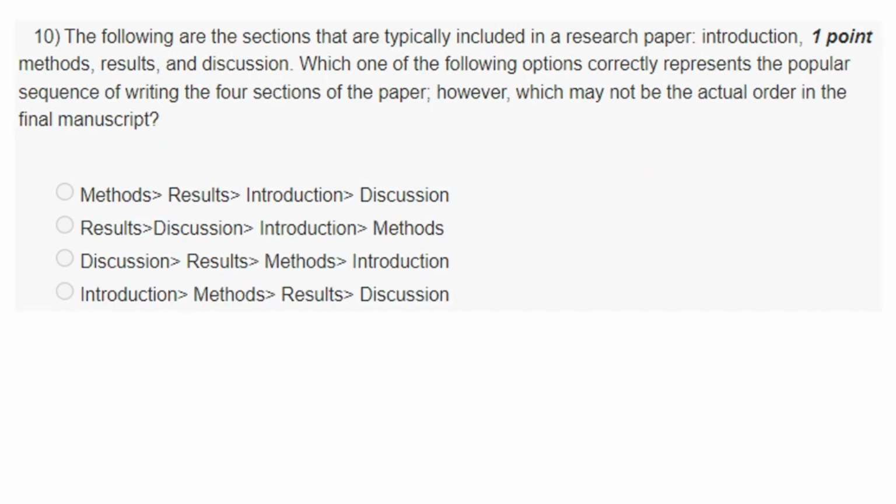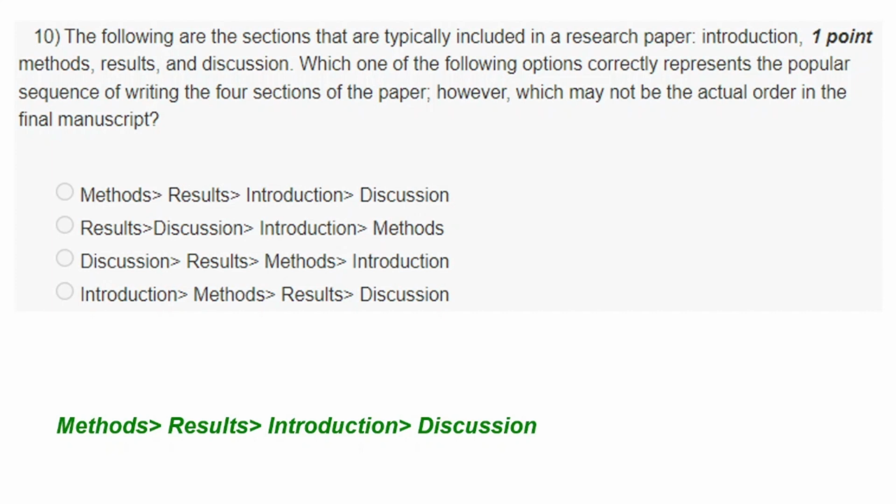Next question. The following are the research. This already discussed. Which of the following is the correct sequence? So that's the last. This is also another way to write a research article. The IMRAD is one of the common ways, but then I said that I write the methods section first. So the question is, which one of the following options correctly represents the popular sequence, however, which may not be the actual order in the final manuscript. So as I said, I'll select the method section first. So this is very open to discussion.